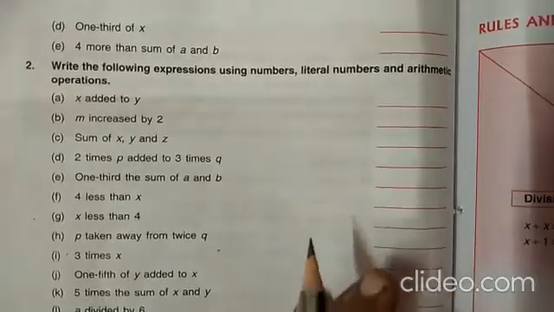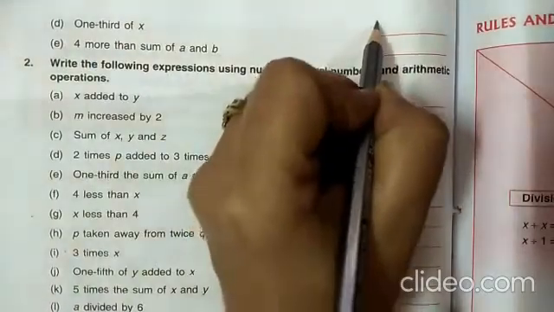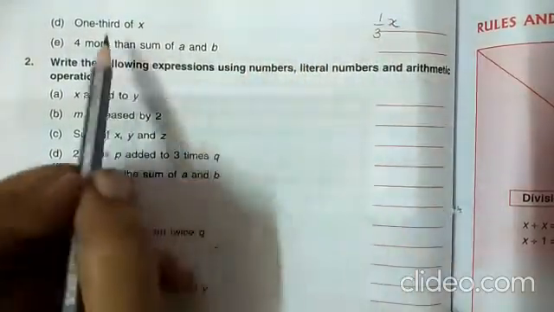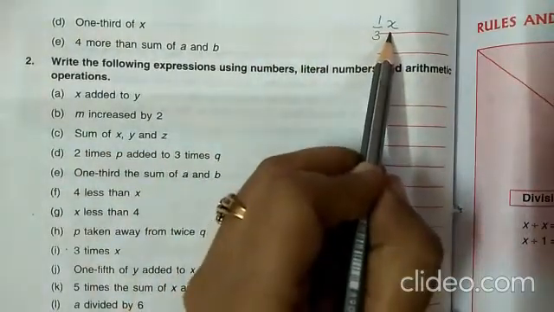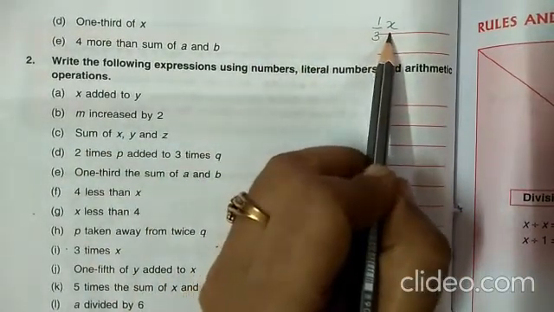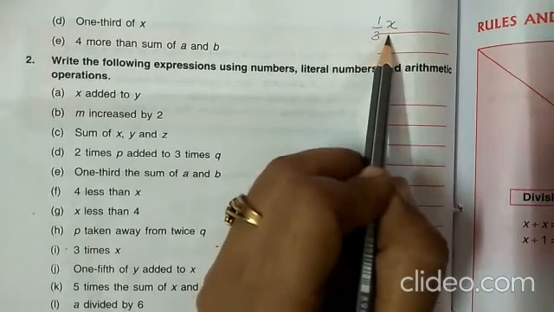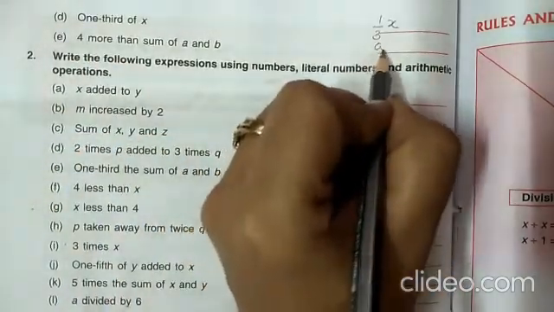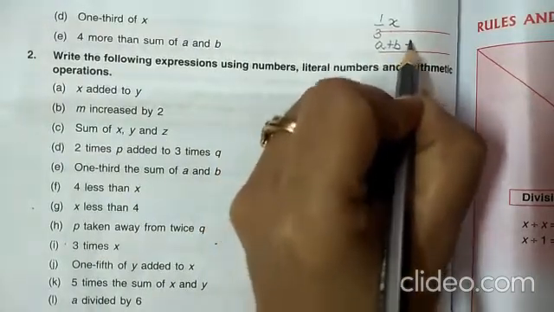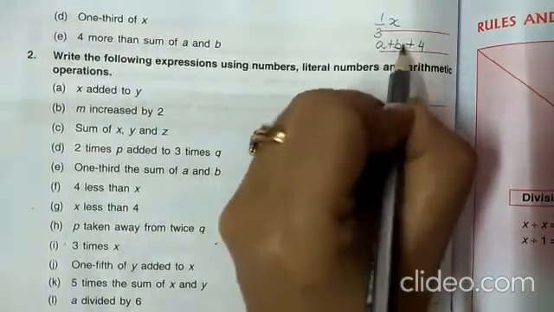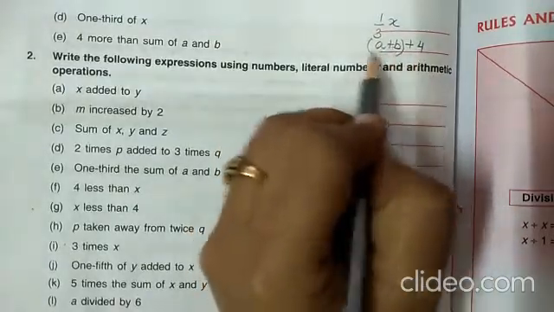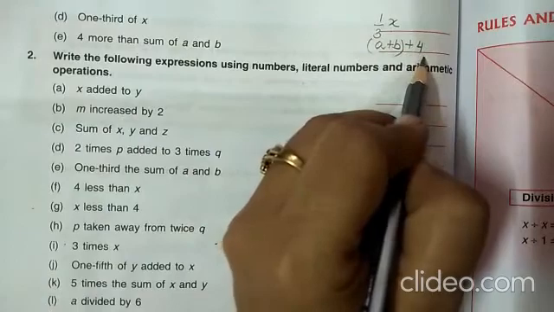Now, 1/3 of x, that is 1 by 3. Of means multiply, and I just told you it's not compulsory to write the multiplication sign. It is understood these two are multiplied. 4 more than the sum of A and B. A and B, first add these and then 4. Because we are to tell 4 more than the sum of A and B. First add A and B and then add 4.